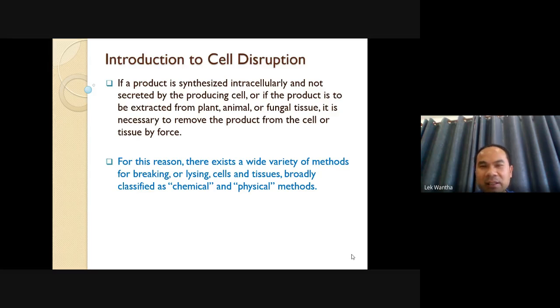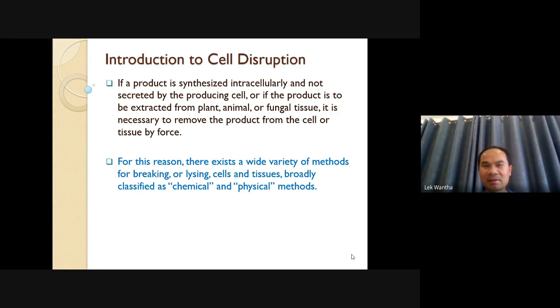And another case, the cell itself is the product, like when we would like to produce bread yeast. That's right, the yeast, something like that. And the last one is intracellular product. Intracellular product means the product is in the cell. After the cell grows to a big size, we have to release our product from the cell.